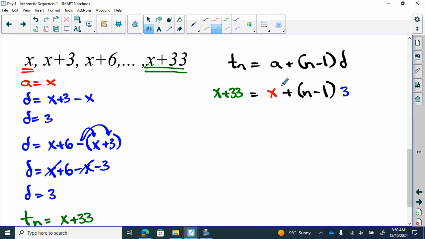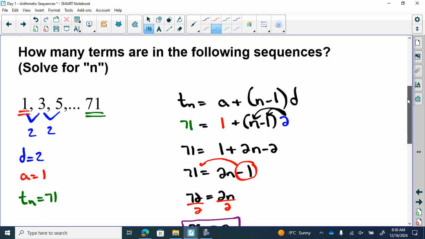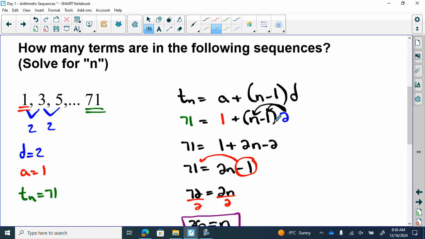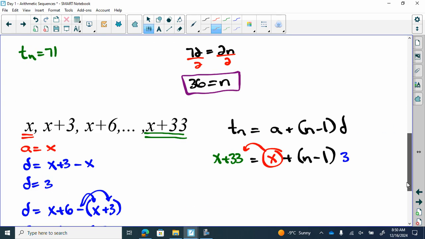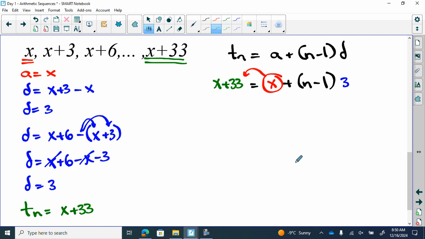Now, could have done this in the last one as well, but is it okay for me to move this over right now? When I asked what would you do here, Carly told me she'd multiply through the brackets. We could have actually subtracted 1 from both sides as well. Answer's going to still work out to be the same in the end, 36. If I move this over, I'm going to get x plus 33 minus x. What would that leave on the left-hand side? 33. And over here, I've got n minus 1 times 3.